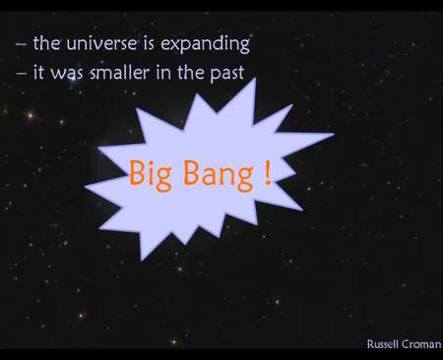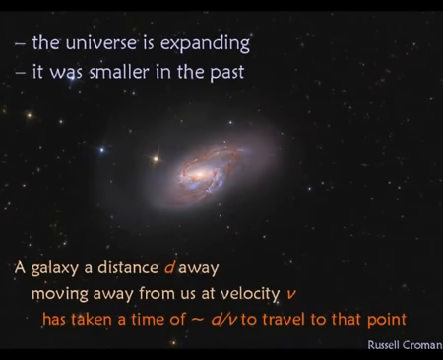And this expansion of the universe gives you a way to estimate that, to a very simple approximation. If you see a galaxy over there, and it's a distance d away from you, and at the point you observe it, it's moving away from us with a velocity v, if you know the velocity and the distance, you can work out how long it's taken, travelling at that velocity, to cross that distance. Therefore, it's taken a time of d divided by v to have got to that separation away from us.